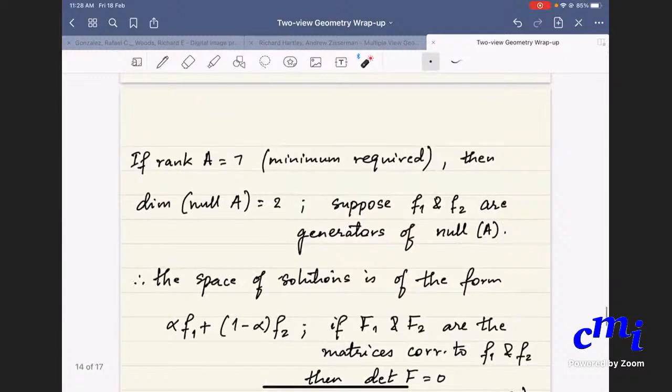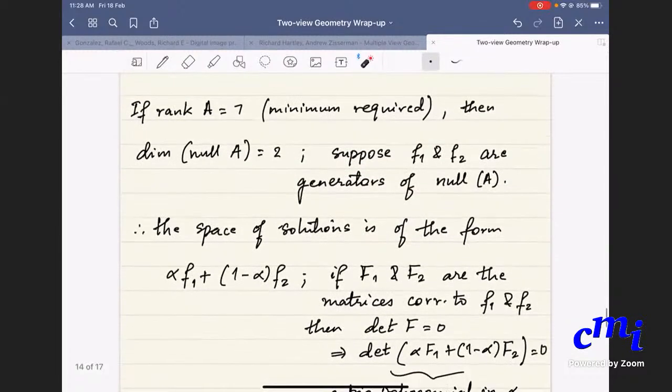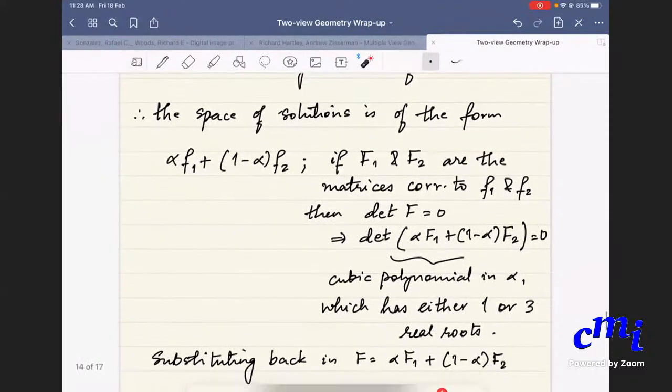Okay, all right, so now that we have seen at least one method, here I'm talking in a bit more detail about a rank equal to 7. So in this case, the dimension of the null space is going to be 2, and suppose you have two generators, f1 and f2, for that null space. Then you can look at the space of solutions, which will be of this form here, where the small f1 and small f2 are those length 9 vectors.